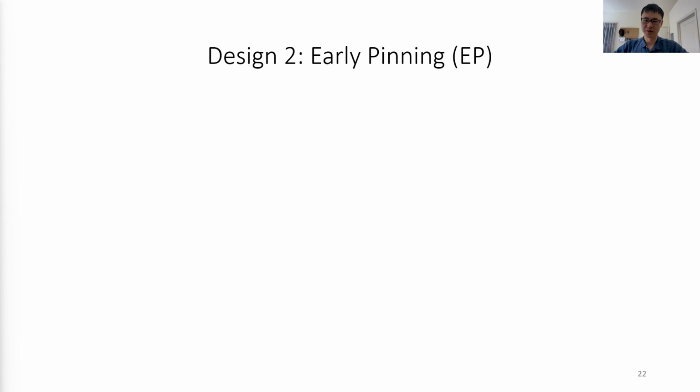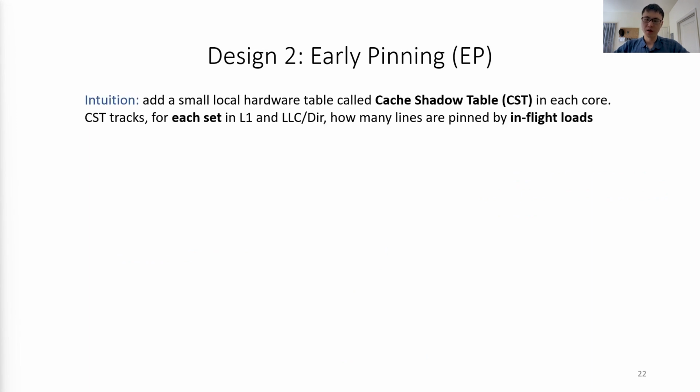Another possible design is called early pinning. In this design, we add a small local hardware table called cache shadow table to each core. CST tracks for each set in L1 and LLC directory how many lines are pinned by in-flight loads.